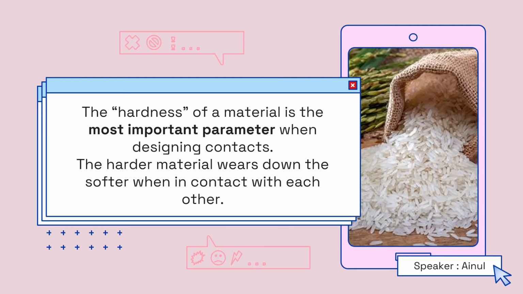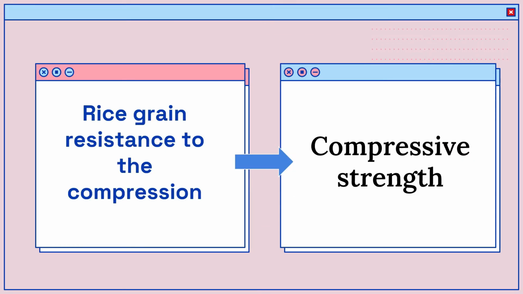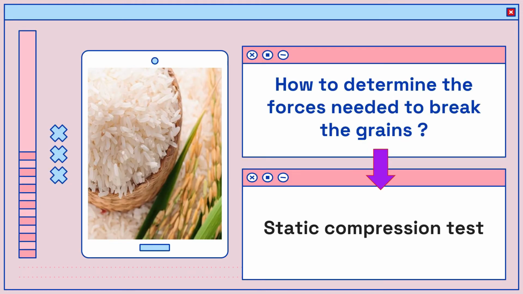The hardness of a material is the most important parameter when designing contacts. The harder material wears down the softer when in contact with each other. The next property is compressive strength. Compressive strength is defined as the maximum compressive load a body can bear prior to failure, divided by its cross-sectional area. Rice grain resistance to compression can be called the compressive strength. How to determine the forces needed to break the grains? We can do the static compression test.